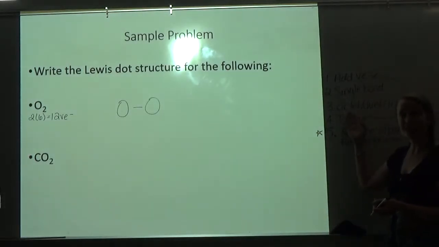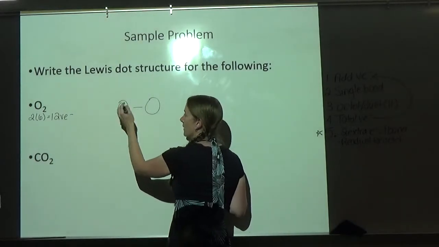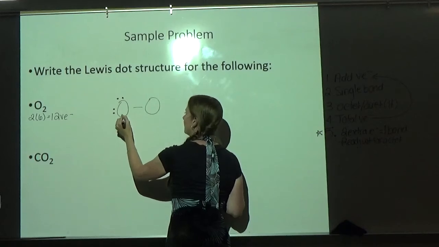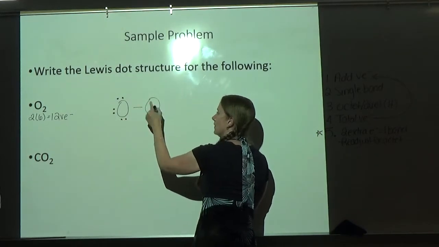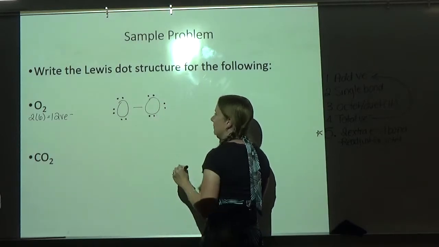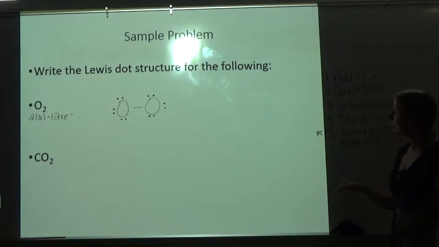Oxygen follows the octet rule. So right now this oxygen has 2 electrons from the bond, so I'm going to add 6 more so that it has 8. This oxygen has 2 from the bond, so I'm going to add 6 more to give it 8. So everybody's stable. It's going just like it did in part 1, but it's about to all fall apart.